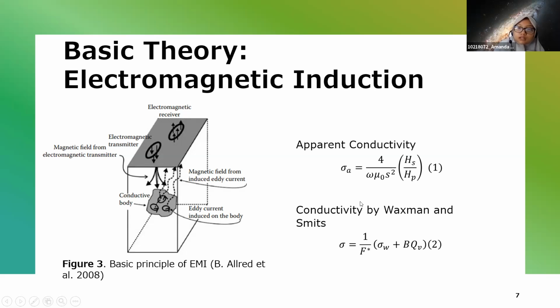And from the RC law modified by Waxman and Smits, we know that the conductivity of the subsurface is influenced by the conductivity of the water that fills the rock pores, and also influenced by ion mobility and the total charge of the subsurface.